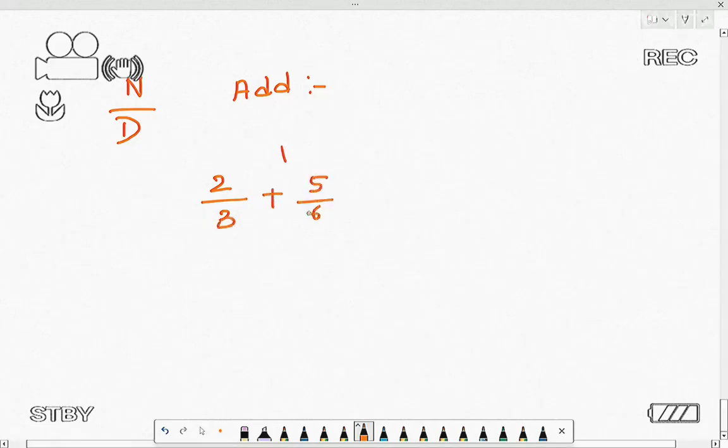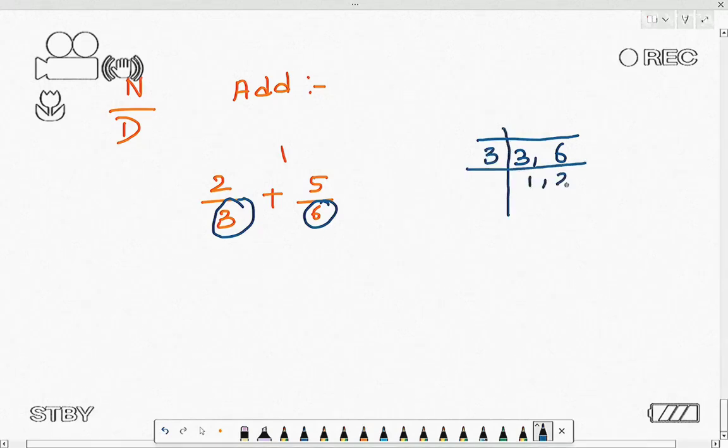Whenever you get a question where the denominators are different, like in this question, we need to calculate the LCM. There is a way of calculating the LCM of 3 and 6. I'm doing it for you guys. 3 ones are 3, and 2, then it is going to be 1 comma 1, so the LCM is going to be 6.